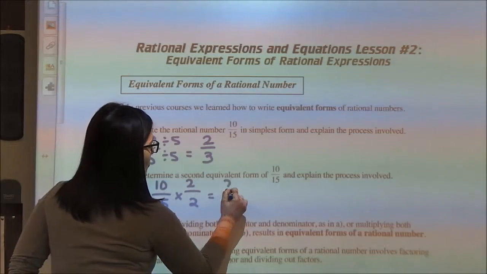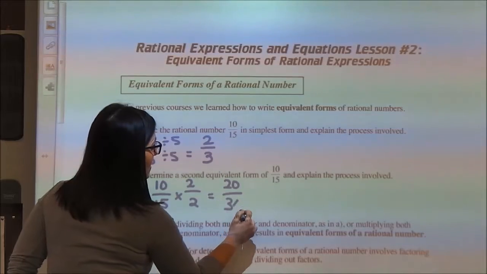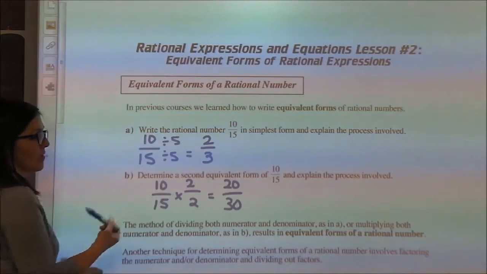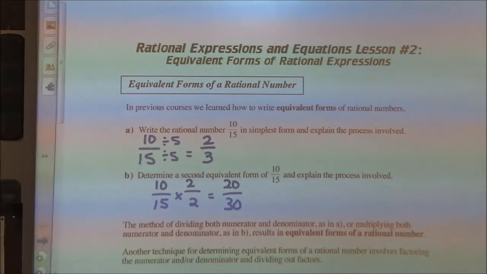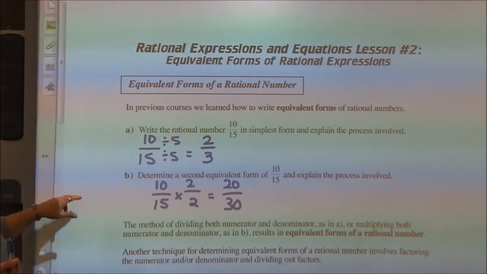So this would give me 20/30ths, but this is still equivalent to my 10/15, and it's still actually equivalent to the 2/3. So if I multiply the numerator and the denominator by a common number, or if I divide the numerator and the denominator by a common number, I will get an equivalent form of a rational number.